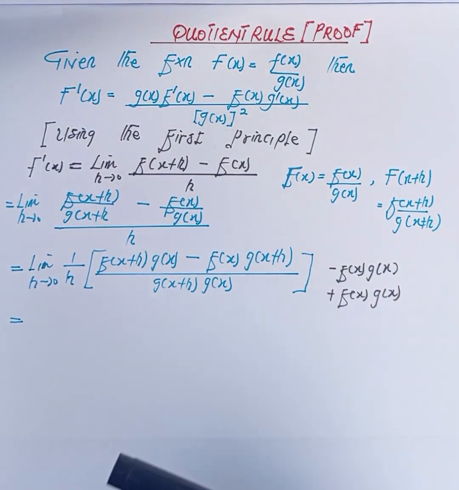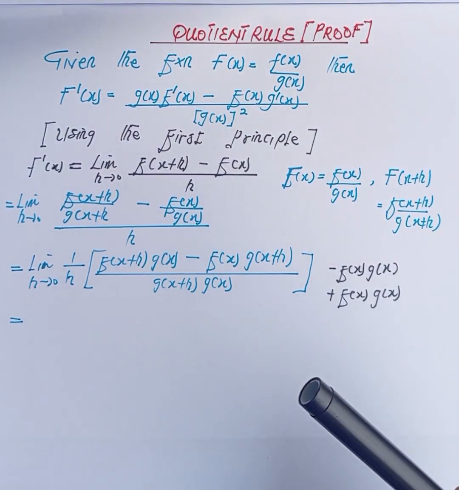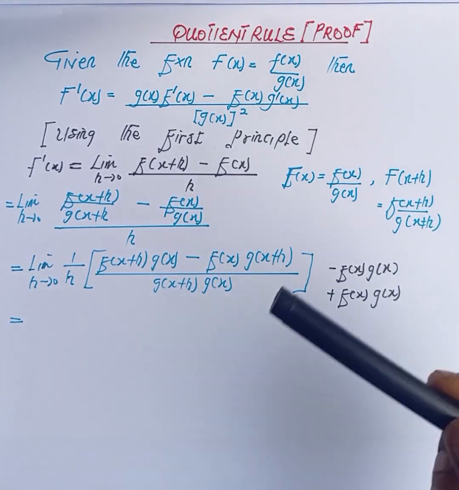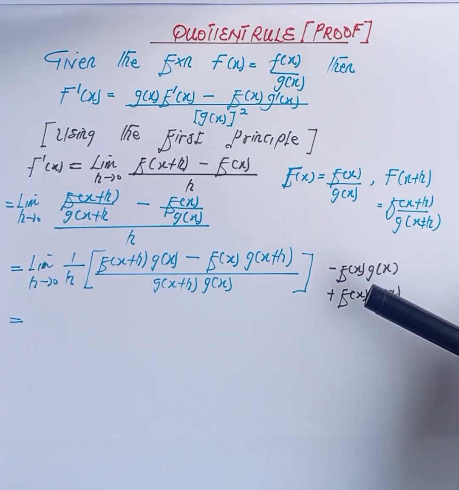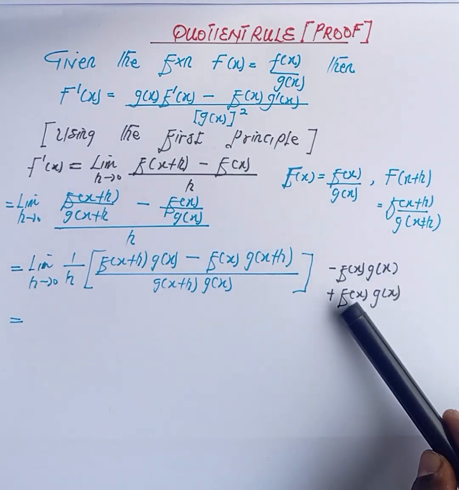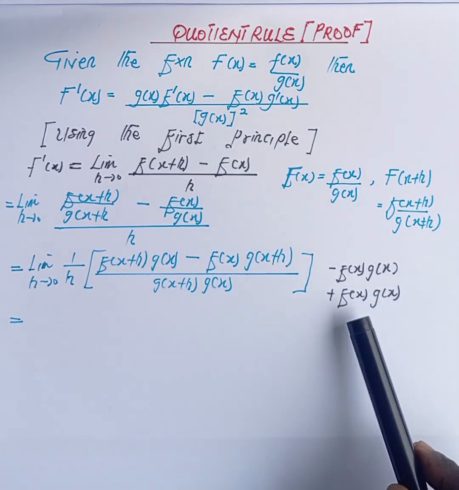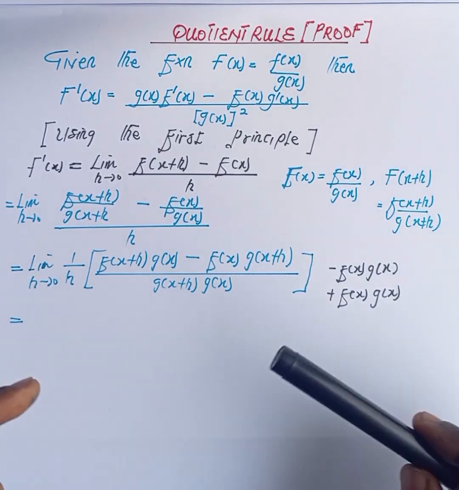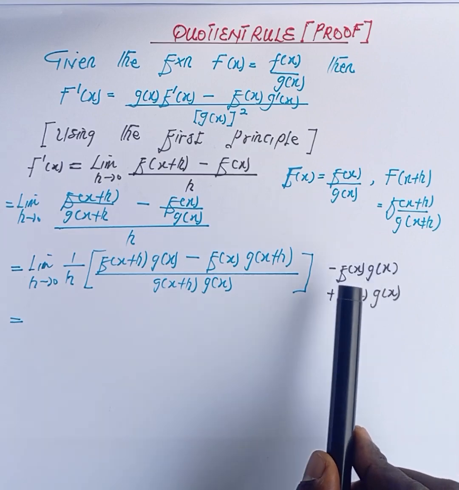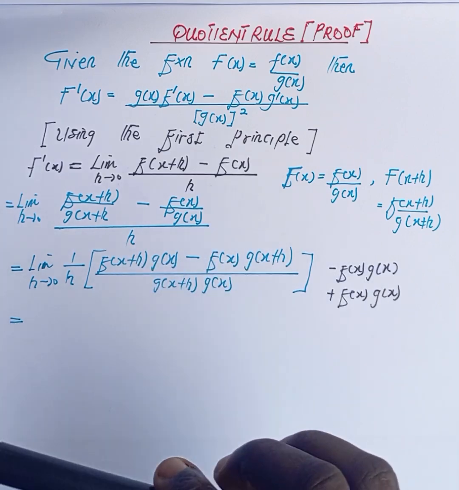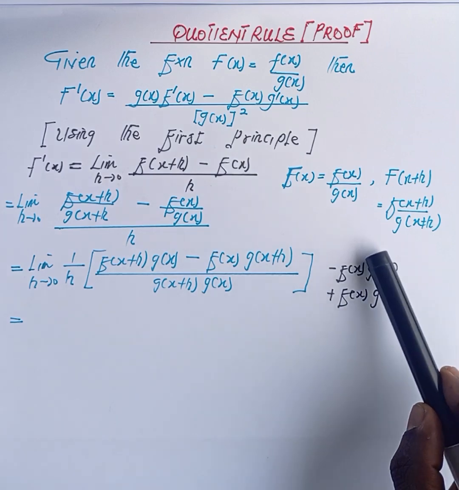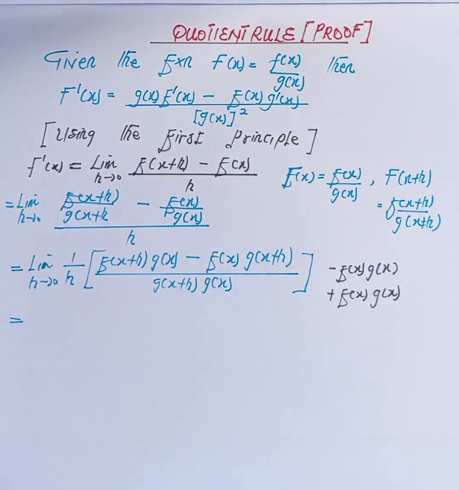Now what we are going to do here is to create and then destroy by adding 0 to the numerator. We can add 0 to the numerator when we have negative f of x times g at x plus f at x times g at x. We know that when this minus and plus add together, we are going to get 0. So when we substitute this into the numerator, we've done nothing to the function.